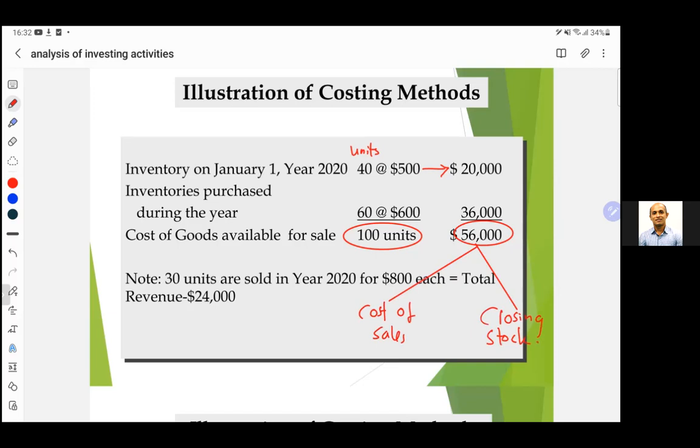Now you see during the year you have 100 units for sale. At the beginning you had 40. During the year you purchased another 60. Altogether you have 100 units for sale. The cost of these 100 units, 56,000. So the stocks available for sale, 56,000.